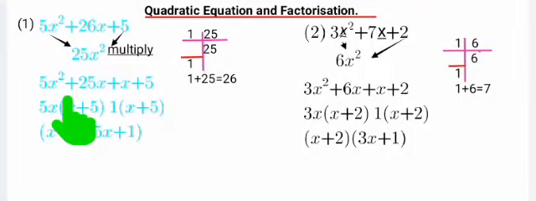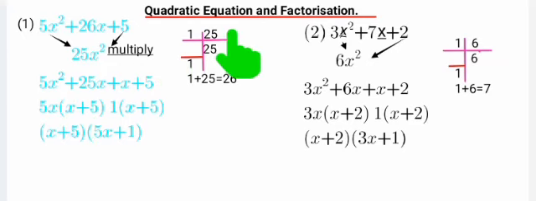In this video we're going to be talking about how to solve quadratic equations using factorization. The reason why I wrote quadratic equation and factorization is because the process of solving quadratic equations using factorization is the same as the whole method of factorization you will use anywhere in maths. It's the same technique you are going to make use of.